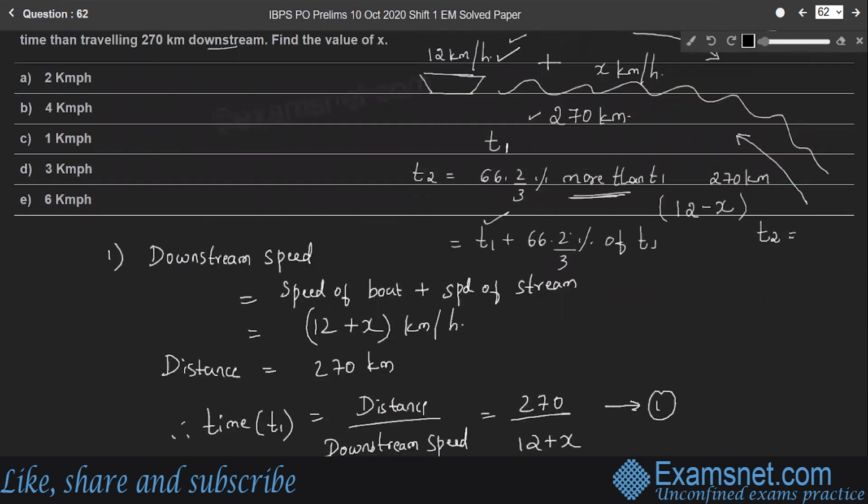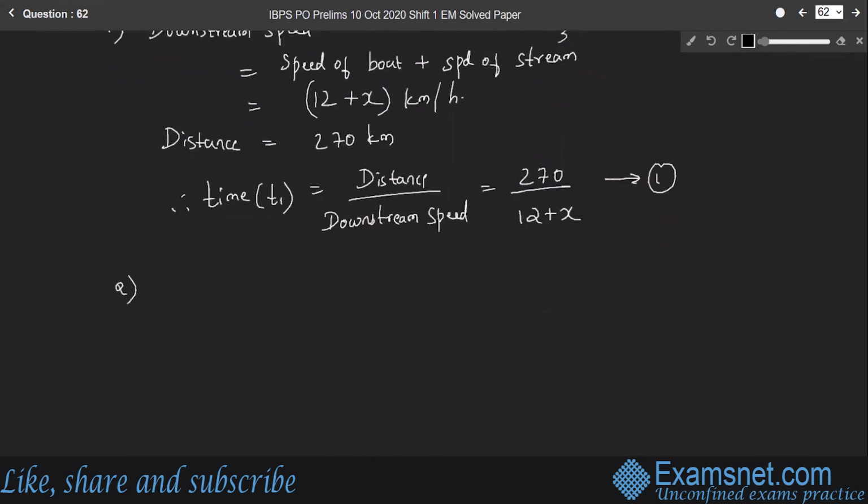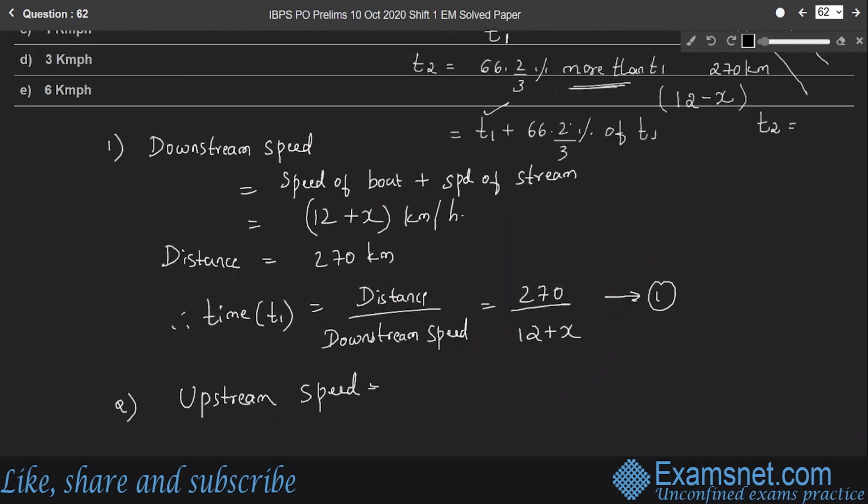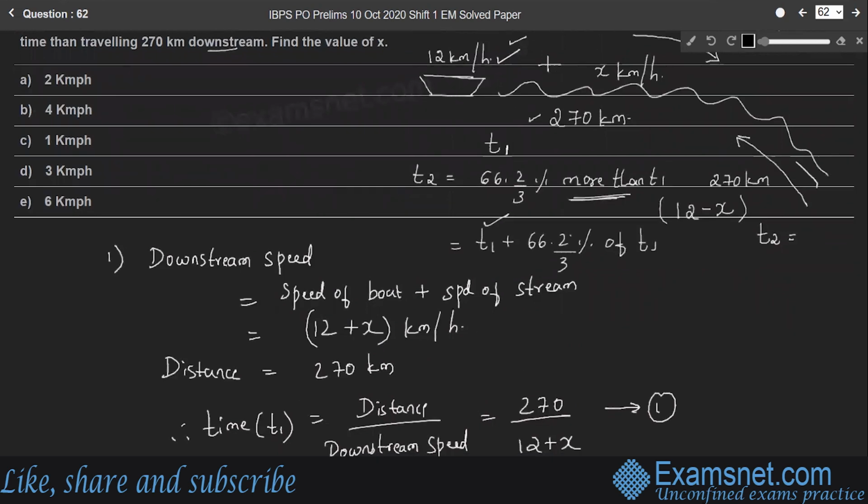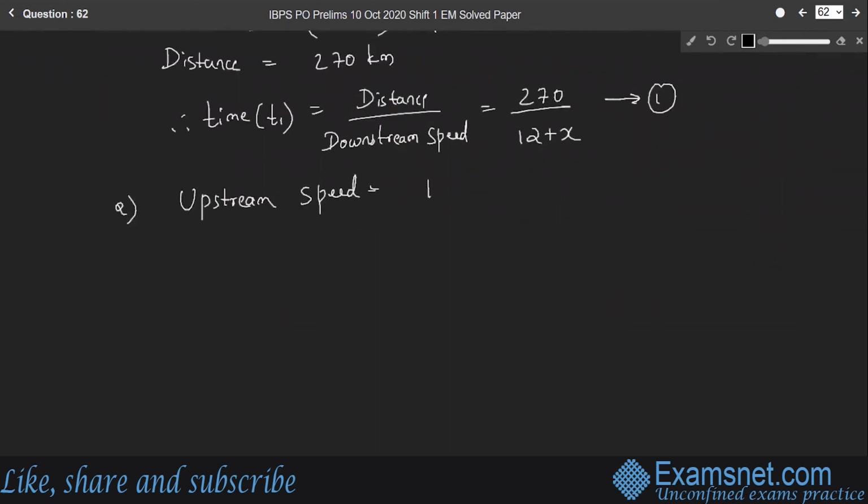Now consider upstream motion. Here, the upstream speed will be the speed of the boat in still water minus the speed of the stream, because when the boat is traveling upstream, which is in the opposite direction of the stream, we subtract x. So the upstream speed is 12 minus x kilometer per hour.